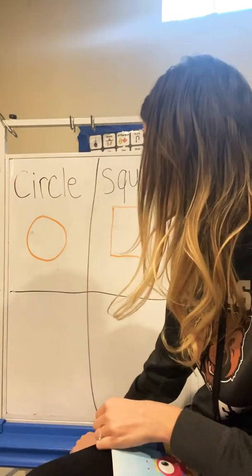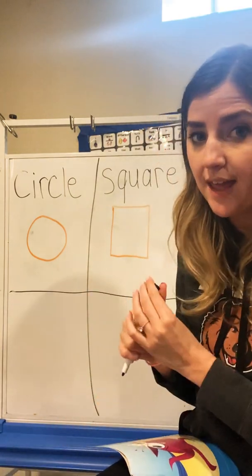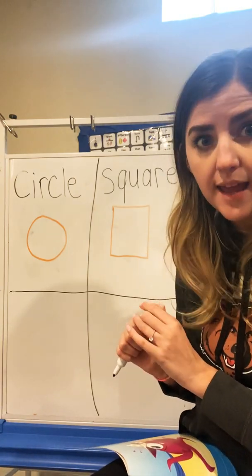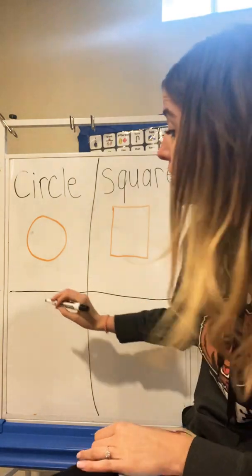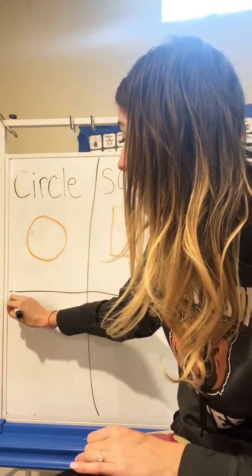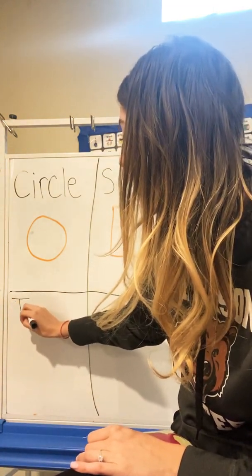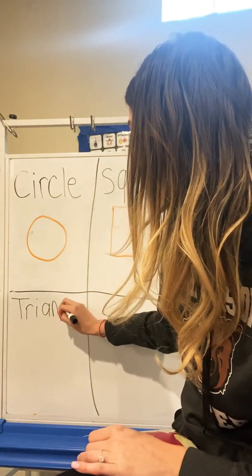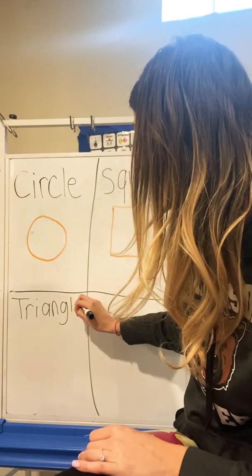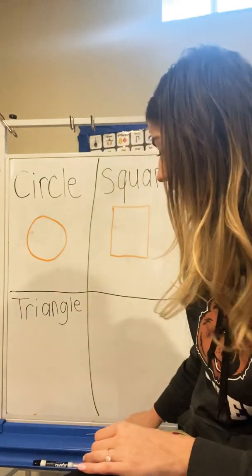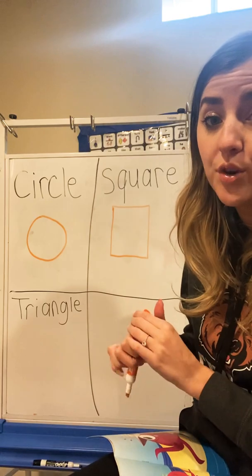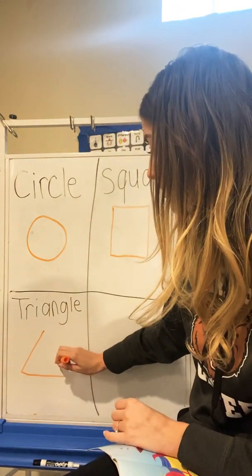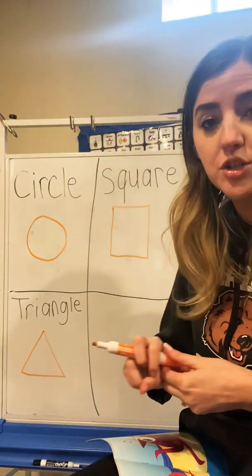All right, the next shape that we're going to talk about is a triangle. Tri means 3, so it has 3 angles. It has 3 sides too. Let's write the word triangle. T-R-I-A-N-G-L-E. Triangle. And so remember I said it has 3 sides. 1, 2, 3. Triangle.